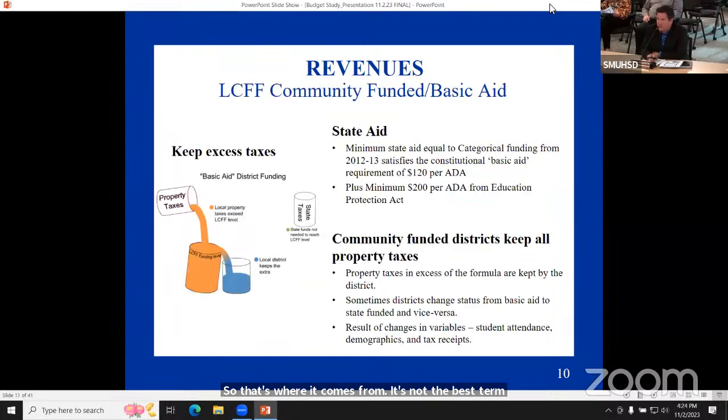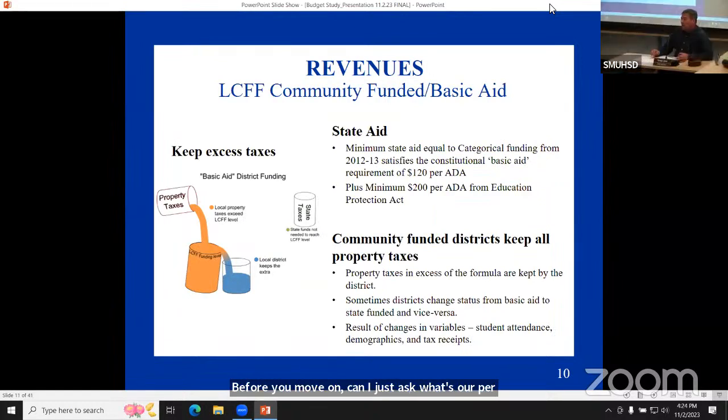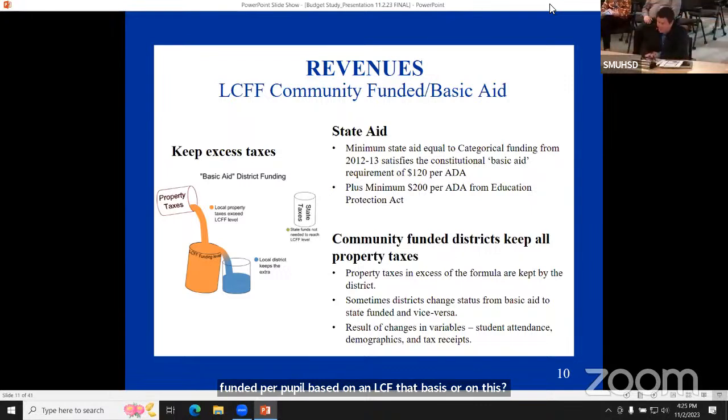Before you move on, can I just ask, what is our per pupil? A lot of times districts compare. Burlingame has an ADA funded per student of 7,800, whatever, because they're LCFF. How much are we funded per pupil on the community funded model? On a per pupil basis, I'd have to go back at it, but it's a little over 20,000 per student. So 20,000 per student. Yes, it's a little over that.